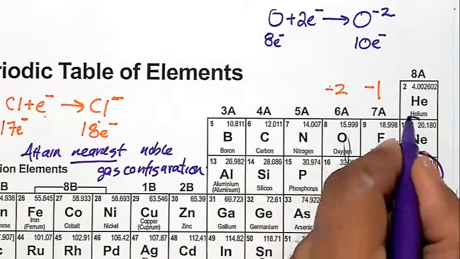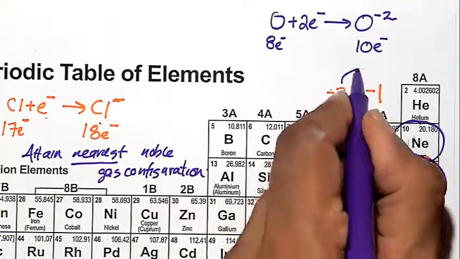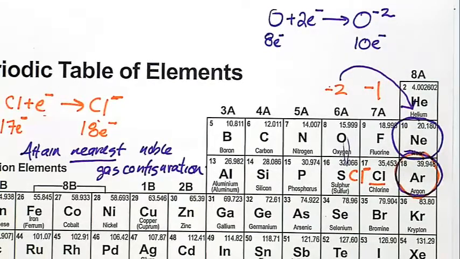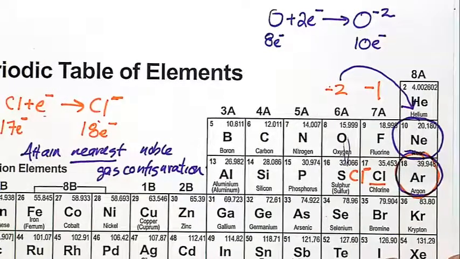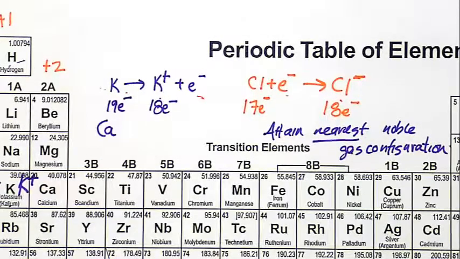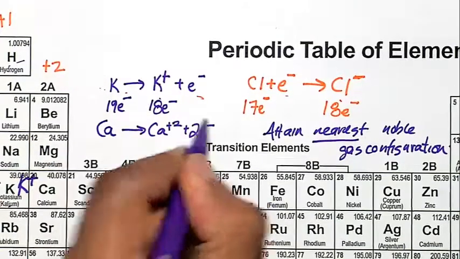Well, its nearest noble gas, neon. So now by gaining 2 electrons, this O-2 has the electron configuration of neon and is content. It's become noble. Neon by itself is a neutral element. If it forms an ion, it would want to form a +2 ion and give off 2 electrons.